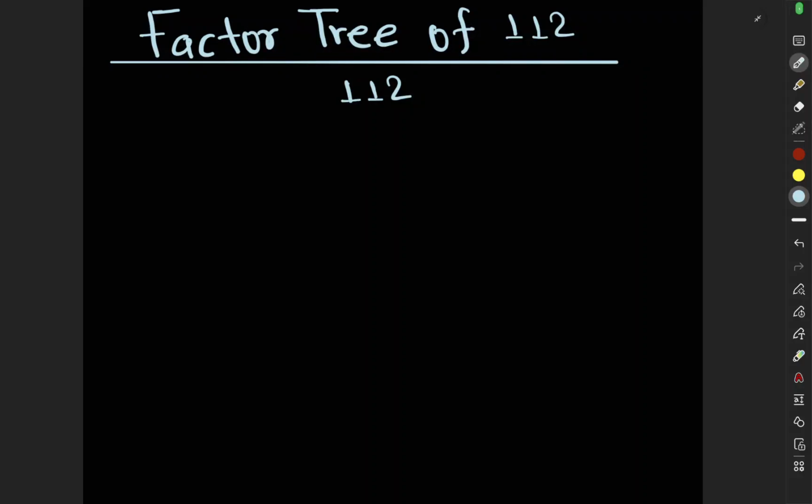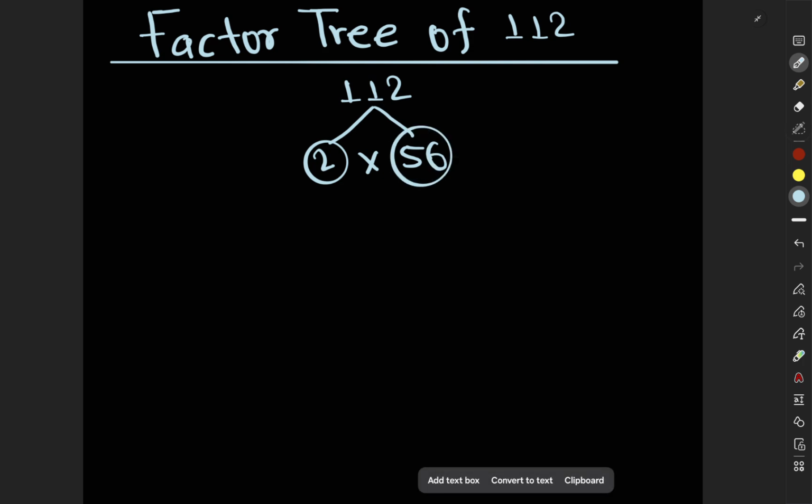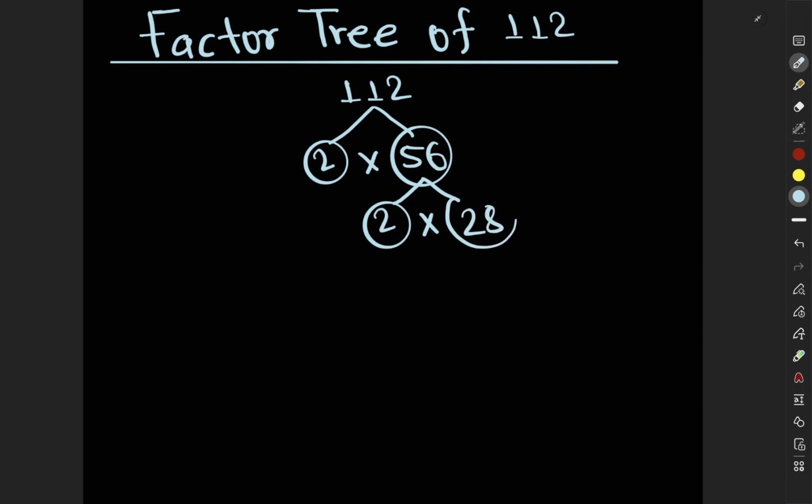Factor tree of 112. So 112 can be written as 2 times 56. 2 times 56 means 112, and 56 can be written as 2 times 28. 2 times 28 means 56.